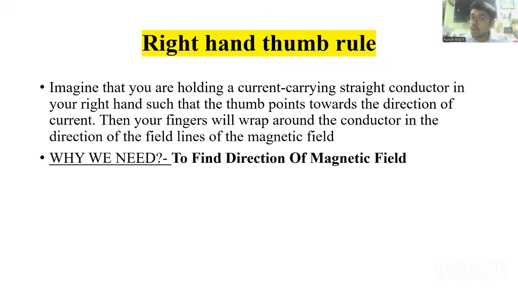Now they'll ask, why do you want the right hand thumb rule? We want the right hand thumb rule to find the direction of magnetic field lines. Okay, so now this is the right hand thumb rule.